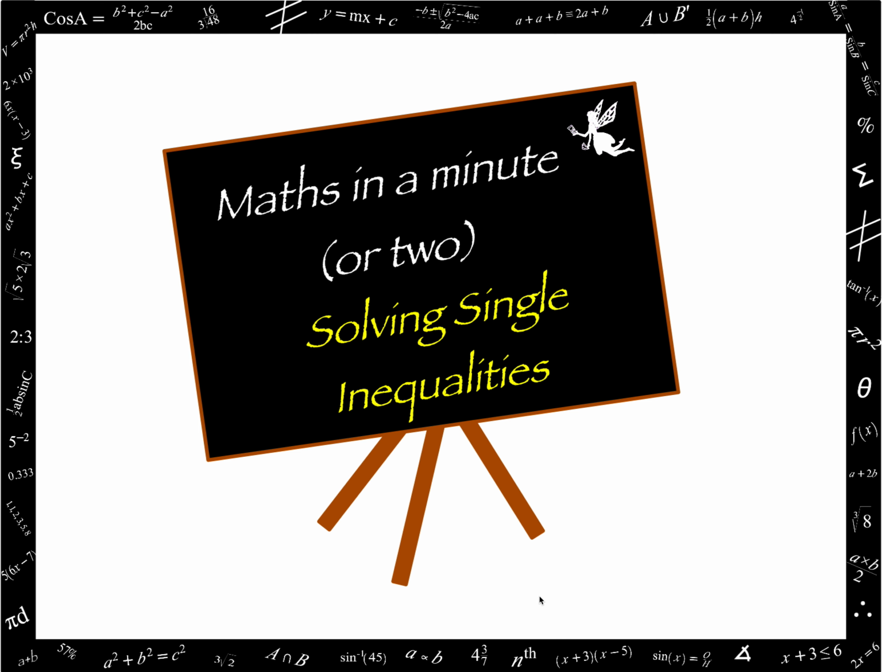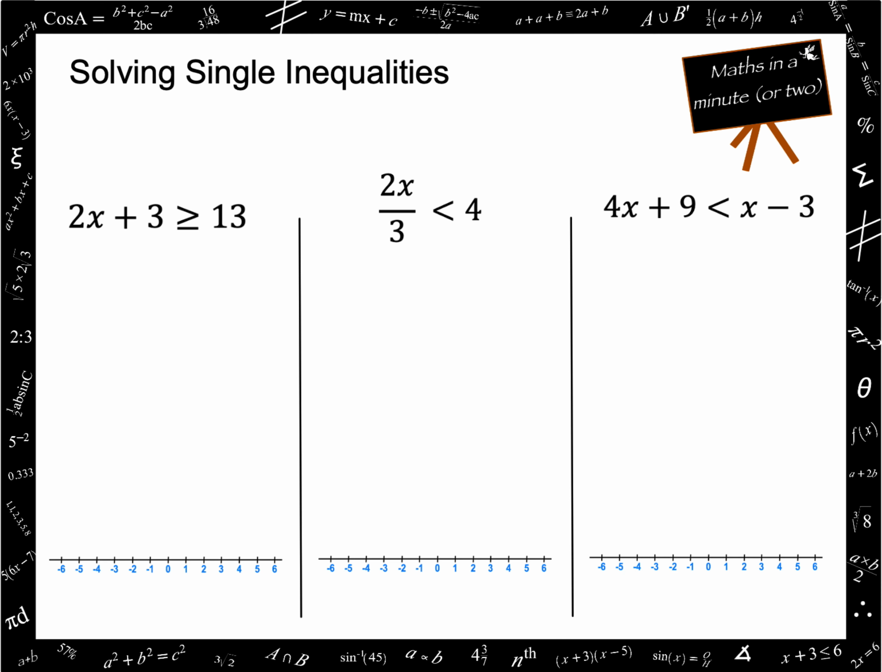This lesson is about solving single inequalities and then putting the answers on a number line. So I've got three examples for you here. First of all, we've got 2x + 3 is greater than or equal to 13. We would solve this just like a linear equation, except that we never change the inequality to equals, but we deal with it in the same way.